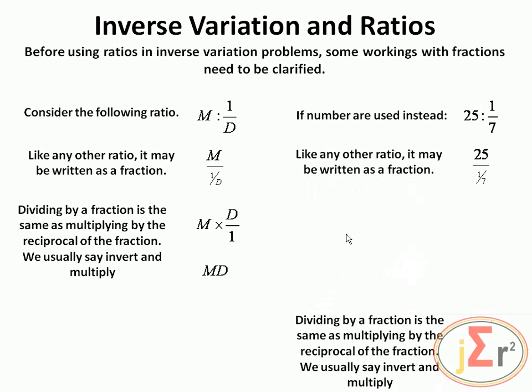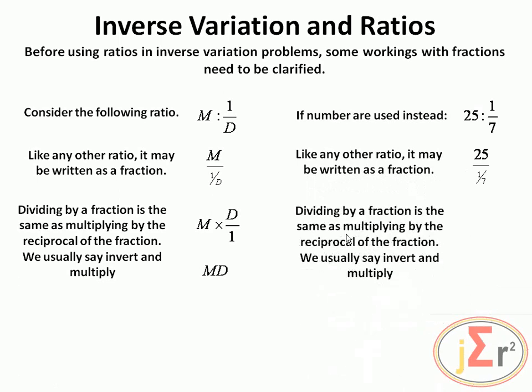And of course, when we divide by a fraction, we invert and multiply. So we are going to have 25 multiplied by 7, which is going to be equal to 175. This is done in order to demonstrate that when we have a fraction, in the case of an inverse variation, and we are going to be dividing, we are going to invert and multiply, so the two numbers will be multiplied by each other. In this case, the 25 is multiplied by the 7, and in this case, m is multiplied by d at the end.